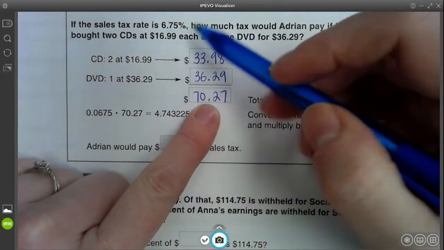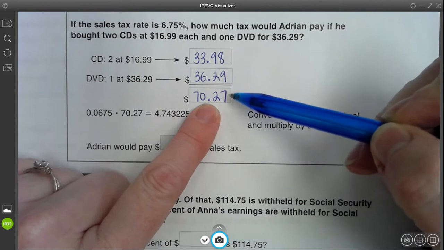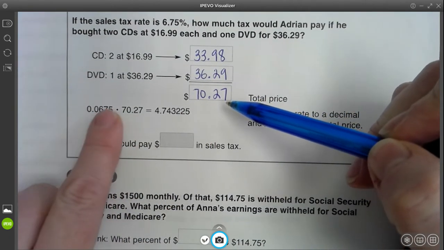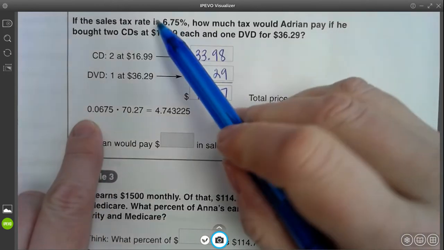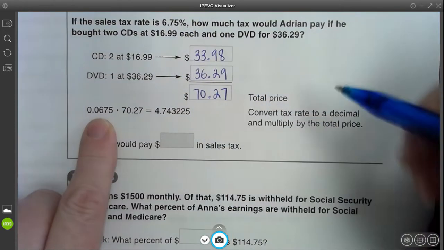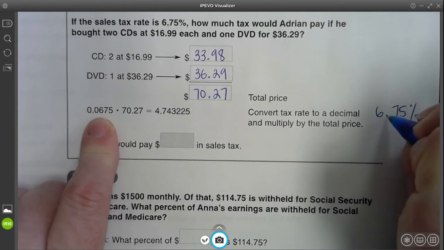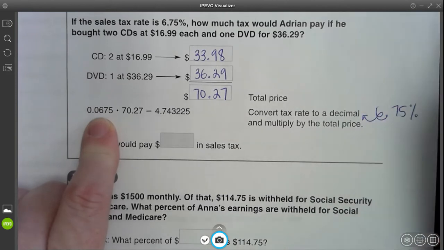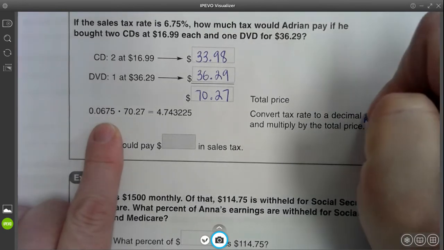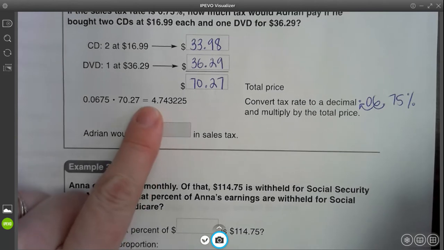So the total price, if we add those together, is going to be $70.27. Okay, that's the price before the tax. So what we have to do is figure out what is 6.75% of this amount. Again, of means multiply. And we always have to change that percent to a decimal first. We do that by moving the decimal point 2 to the left. So 6.75%, 2 spots over, ends up being 0.0675. All right, so if we multiply those, we end up with this amount.